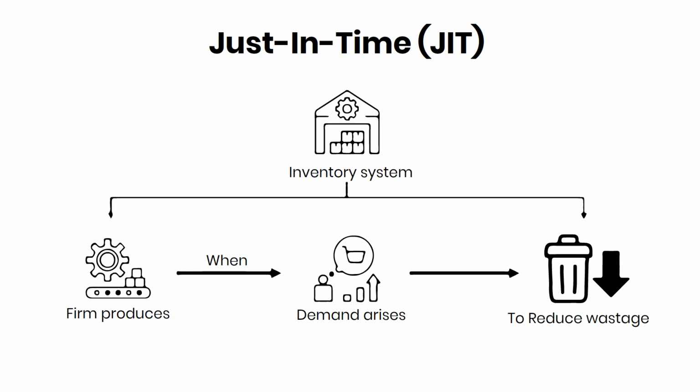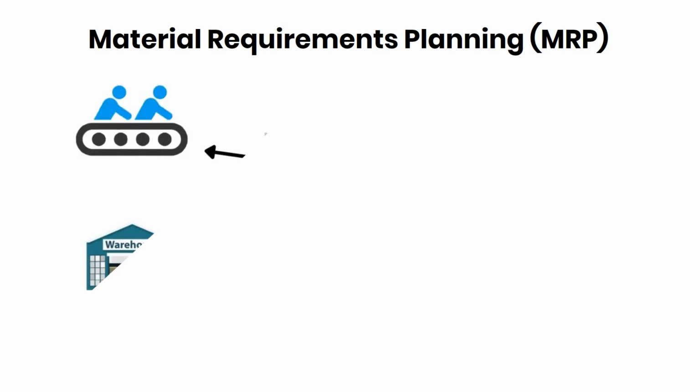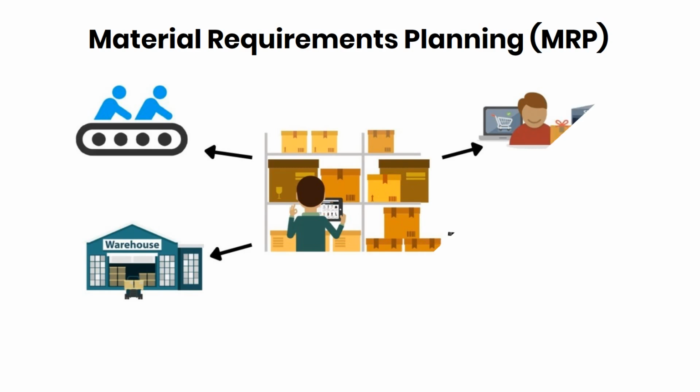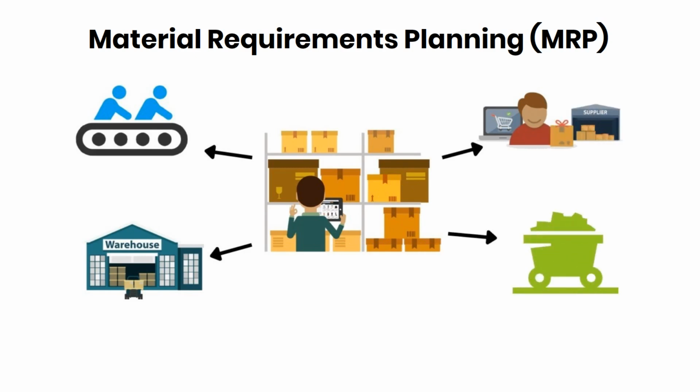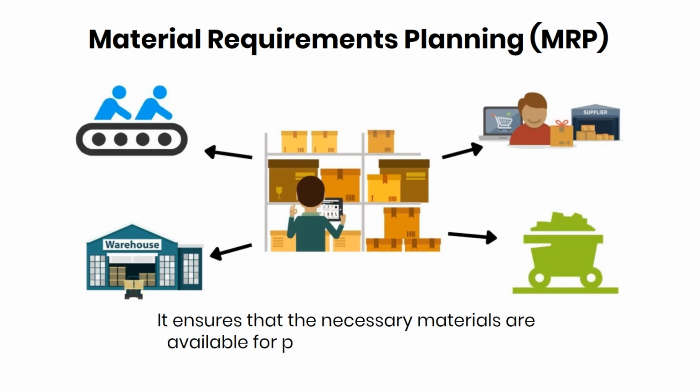Manufacturers use material requirements planning, MRP, when the demand for one product is dependent on the demand for other products. MRP is a system for planning and controlling inventory that takes into account the dependent demand of components in the production process. It ensures that the necessary materials are available for production at the right time while minimizing inventory levels.